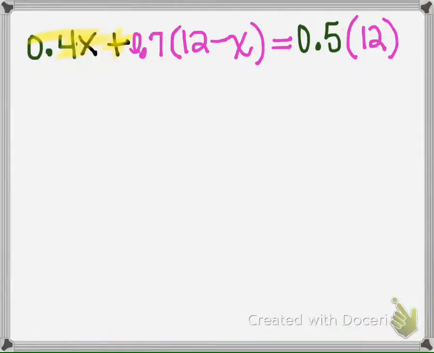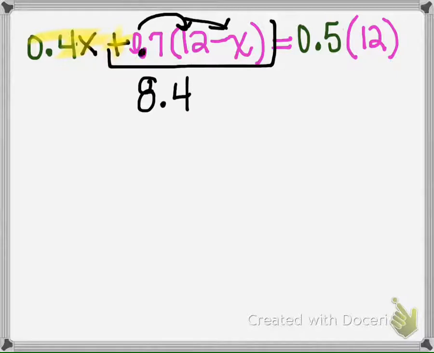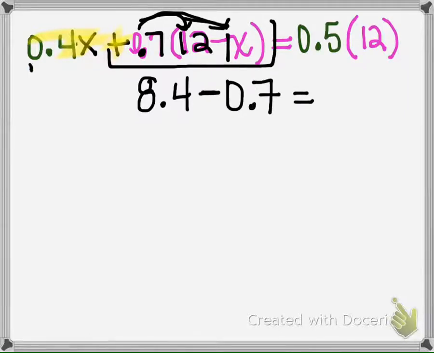So first thing, when we solve an equation, we need to simplify. So we're going to go ahead and distribute this 0.7 through to the whole entire equation. Okay, so we have 0.7 times 12, which is 8.4. And then we have 0.7 times -1, which is -0.7. Then we're going to bring this down.